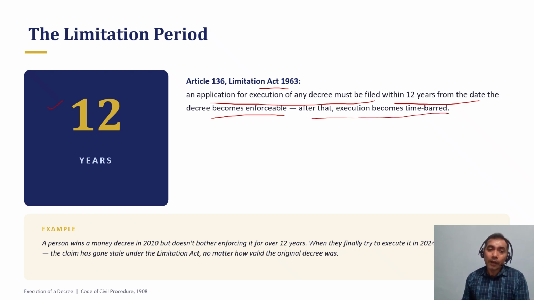Example, a person wins a money decree in 2010 but does not bother enforcing it for over 12 years. When they finally try to execute it in 2024, the claim has gone stale under the Limitation Act, no matter how valid the original decree was.